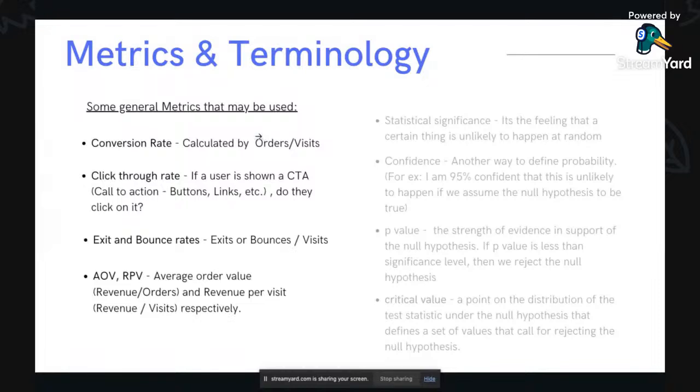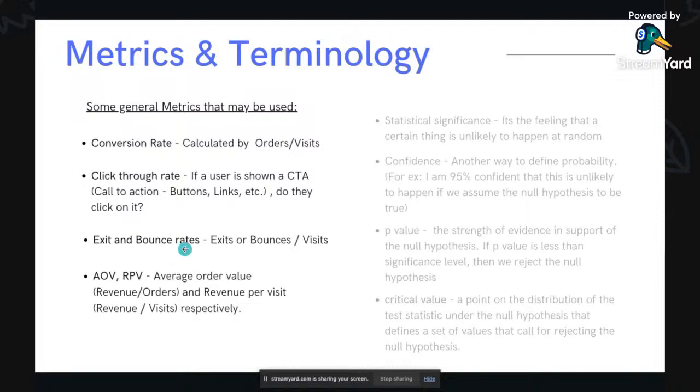Conversion rate is orders by visits. This is the primary metric that a lot of organizations use. Click-through rate is basically the probability of whether the user will click the particular CTA or not. So it's a Bernoulli trial, right? There's a success and there's a failure, and there are only two outcomes for the click-through rate.